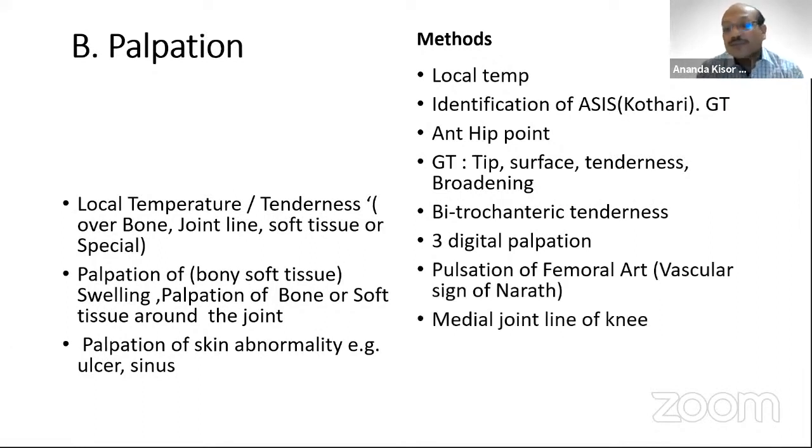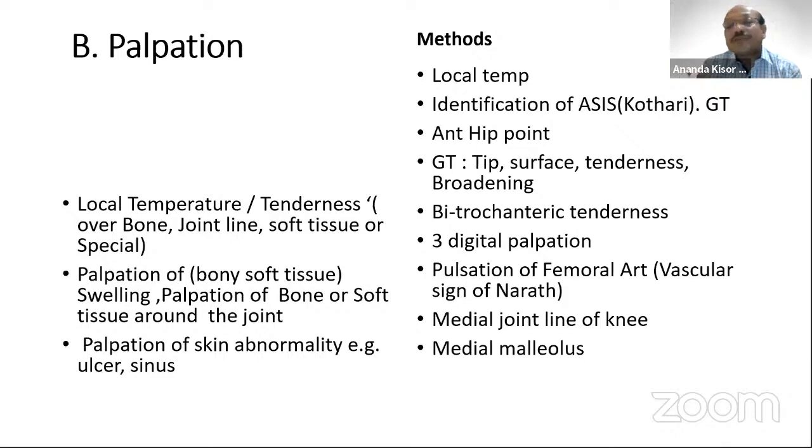Next, the pulsation of the femoral artery is already told. What is the vascular sign of Narath? Basically, if the femoral arterial pulsation is normally and equally palpable, the vascular sign of Narath is usually negative. But if the underlying bone is absent, that is in case of dislocation, it is very difficult to palpate.